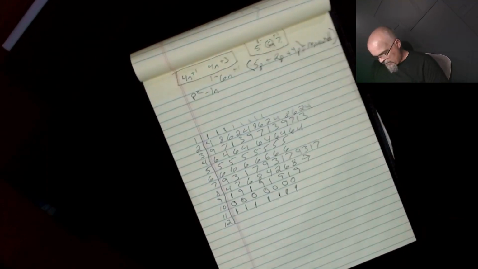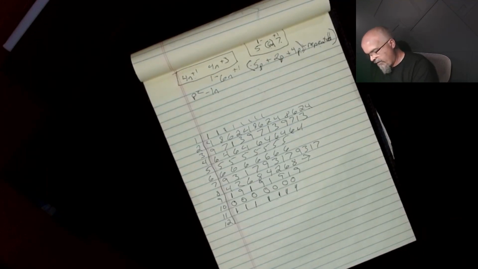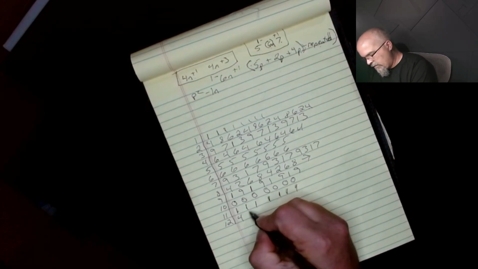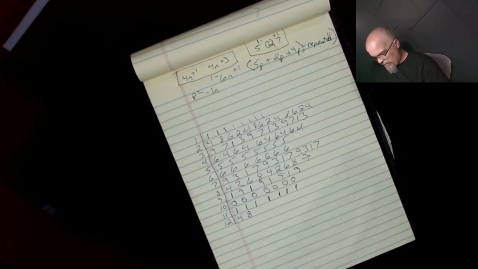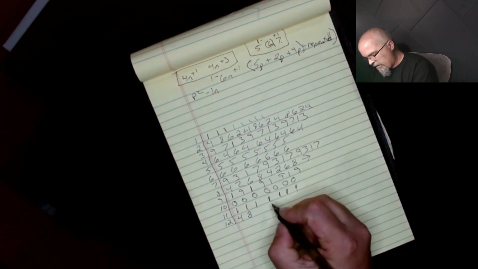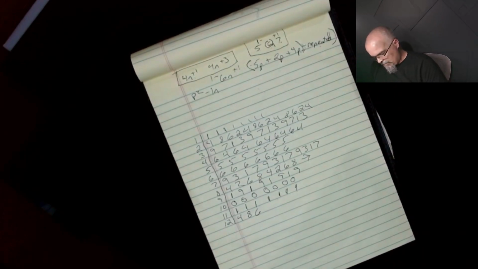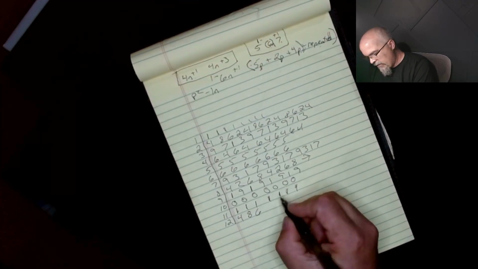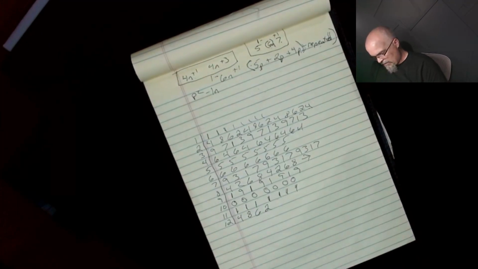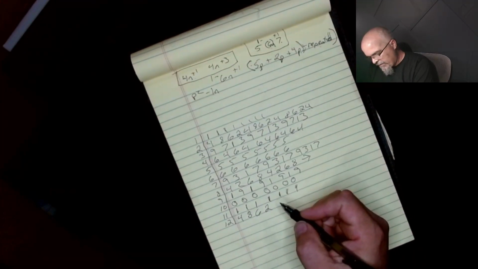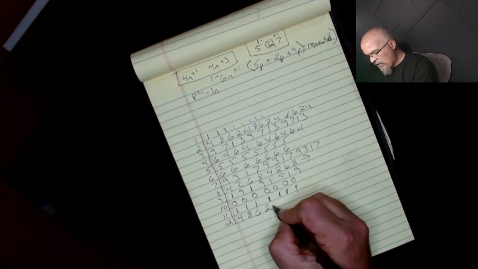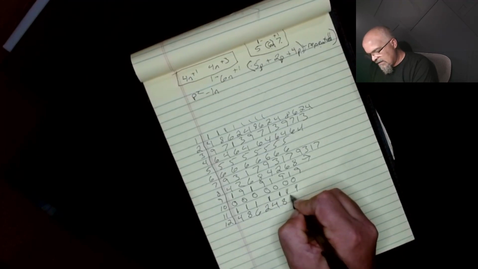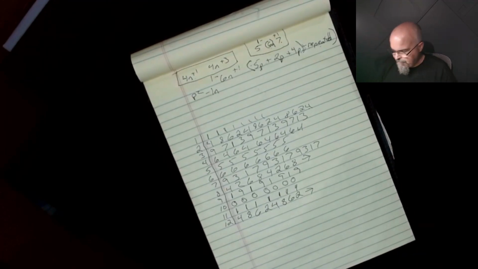12. 12 times 12 equals 144. Times 12 equals 1728. Times 12 equals 20,736. Times 12 equals 248,832. Times 12 equals 2,985,984. And this will then be 8, 6, 2, and this will go on forever again.